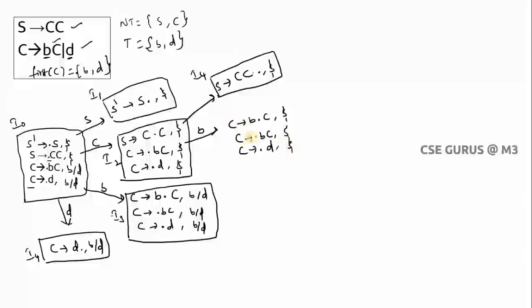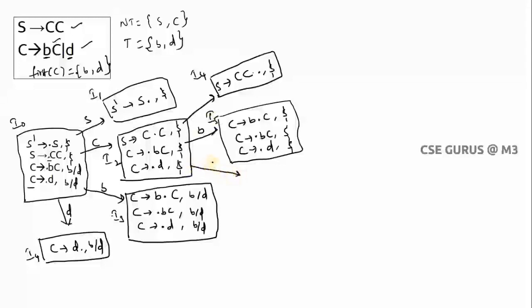Now you can see C tends to B dot C, here also C tends to B dot C, C tends to dot BC, here also, C tends to dot D, here also. But you can see the lookaheads: here dollar, here B by D, so both are not the same. So I cannot replace these by I3. You cannot write it. Why? Because the lookaheads are not the same. So that's why this is a new item, and I'll write it as I5. So like this you need to check it out.